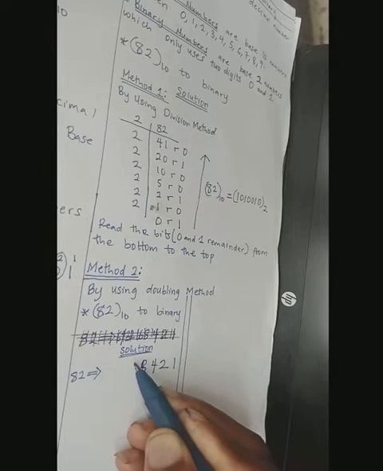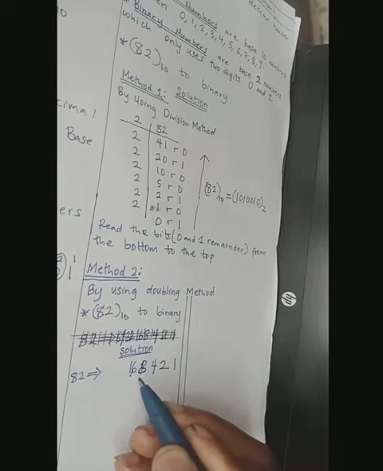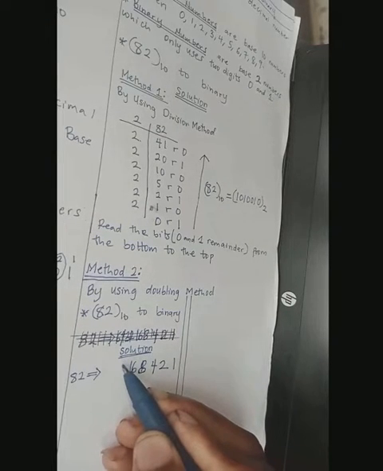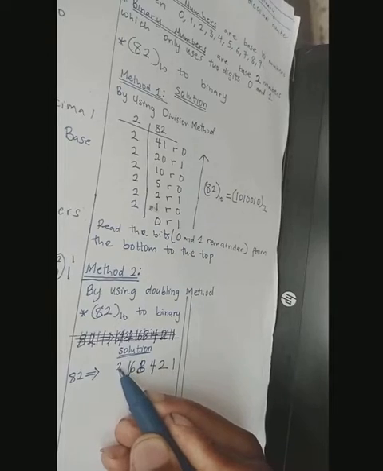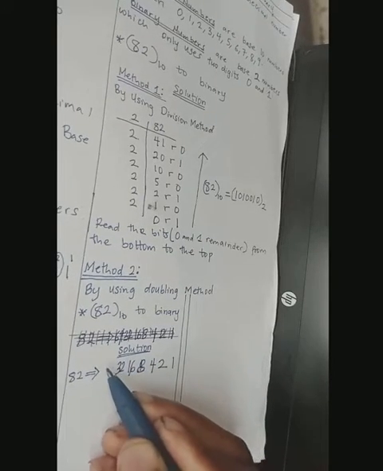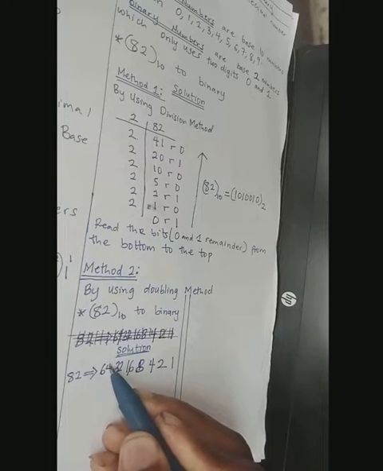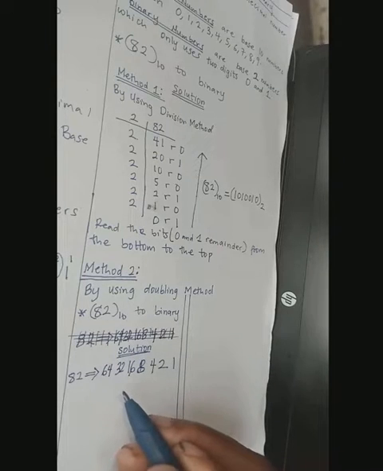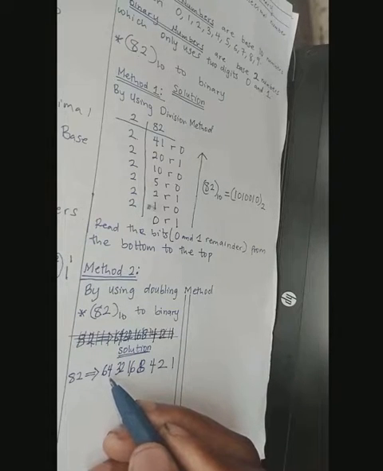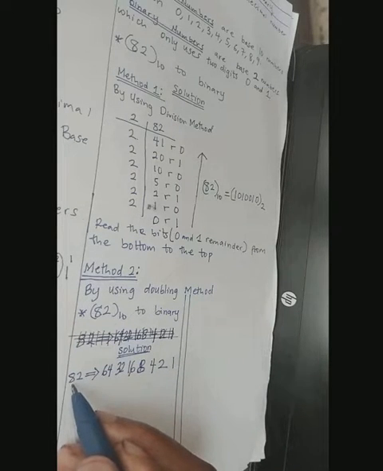If we double this 8, it will give 16. If we double this 16, it will give 32. If we double this 32, it will give 64. Now, if you should double 64, it is going to give you what? 128. And this 128 has already exceeded 82. So this simply means that we are going to stop at 64.